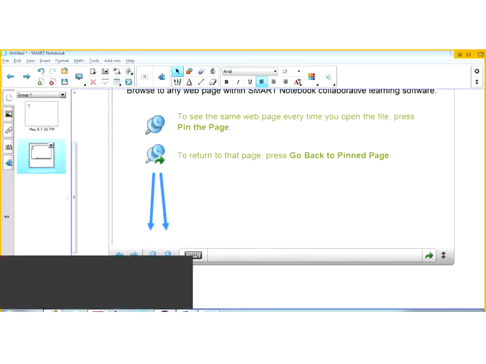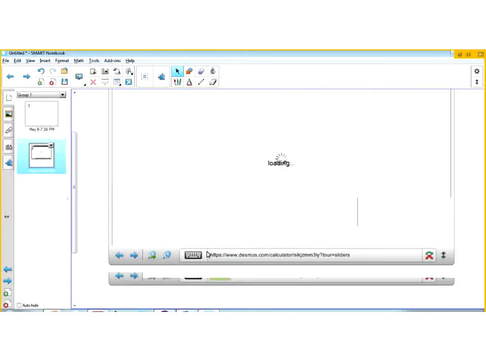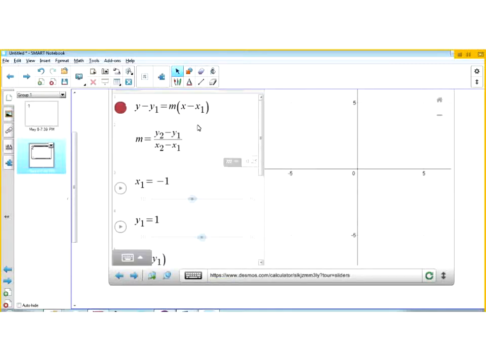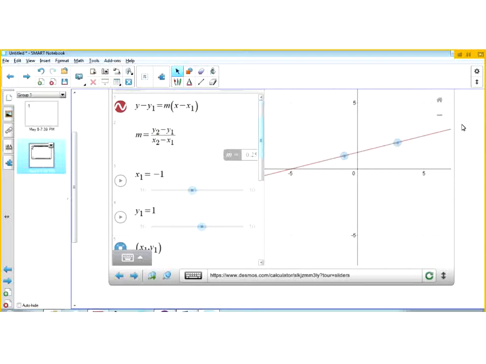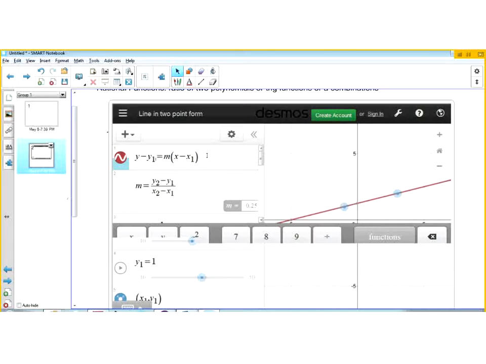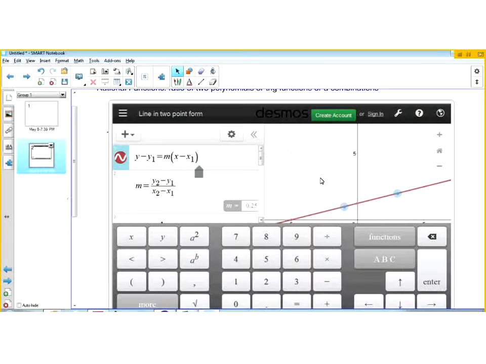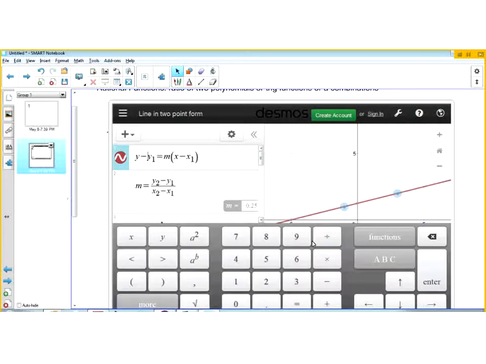Lost my ability to type. So for instance, let's consider... okay, there we go. Double click gets rid of the keyboard.